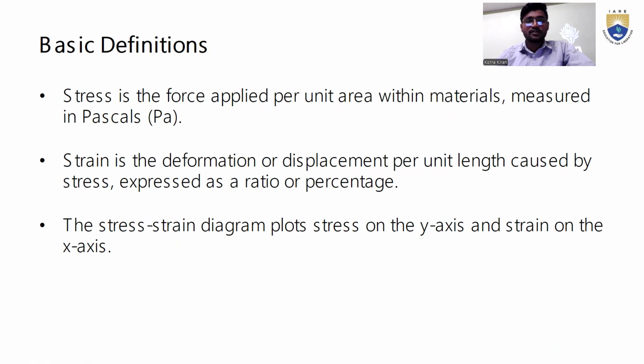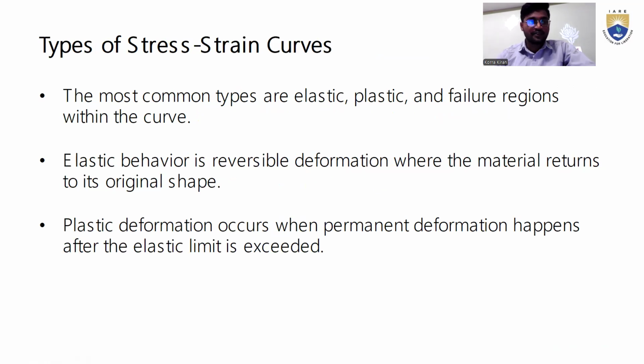Strain is the change in length by length. At the same time, we can see the displacement also, and it has no unit. The common types of stress strain behavior are elastic, plastic, and failure. These are the points we need to remember. Elastic means temporary deformation, where the material can get its original shape back, and plastic means permanent deformation. It can't get its original shape.